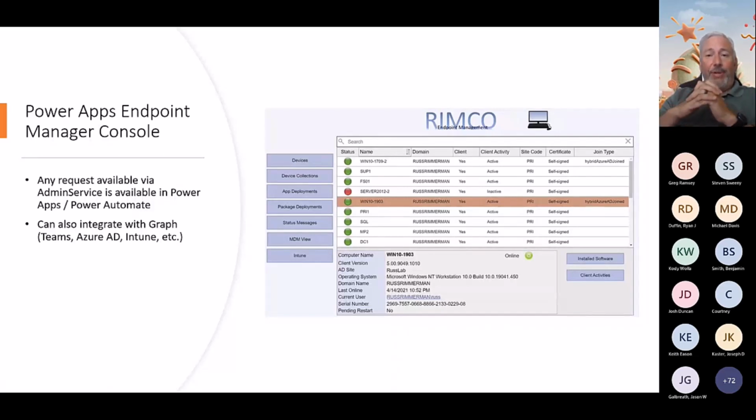So this is just a quick view. I know Adam showed it in your last meeting, and this is what that console I made looks like. Any request that's available via the admin service is available to Power Apps or Power Automate. So I say that because not as many of you are probably aware, not everything is available or exposed by the admin service today. I wish that wasn't the case.